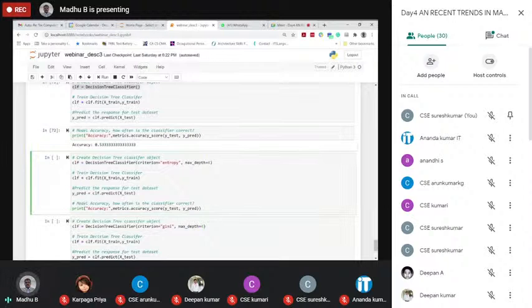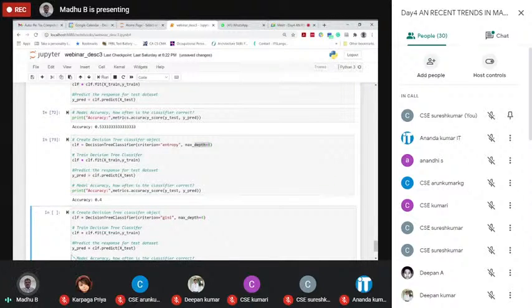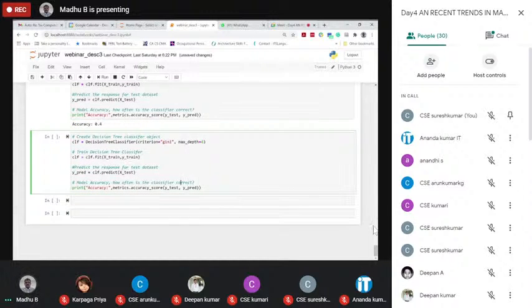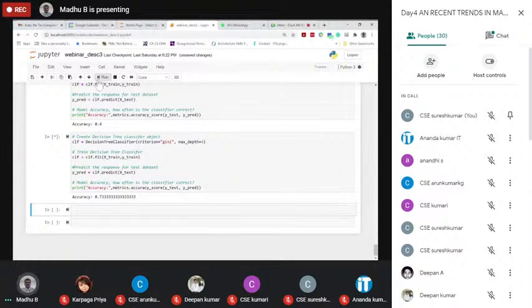Now let us say I am specifically stating the criterion as entropy, which is the default. I am also stating the depth. Depth equals 4 and so on. The moment I do that, my accuracy is actually coming down. Then I'm changing the criterion to Gini index, keeping the same maximum depth of 4. I run it. I get an accuracy of 0.733, 73.33% accuracy.